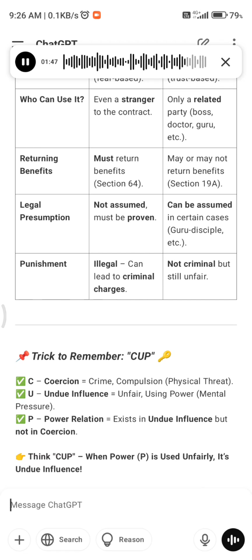Trick to remember: Tricked up. Coercion, compulsion, physical threat. Undue influence equals unfair, using power, mental pressure. P, power relation exists in undue influence, but not in coercion. When power P is used unfairly, it's undue influence.